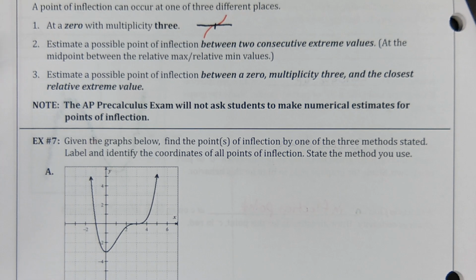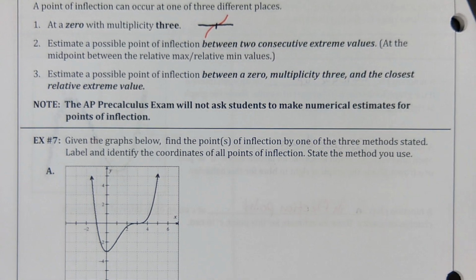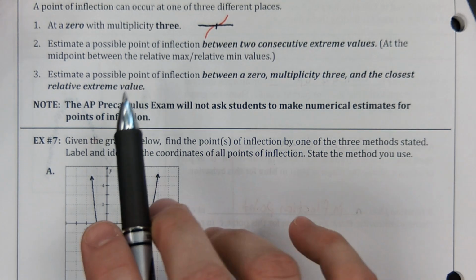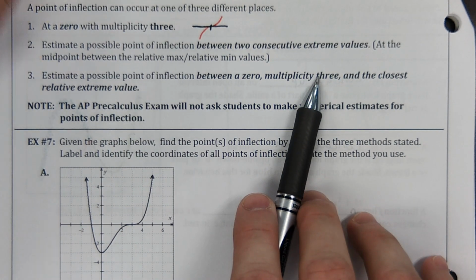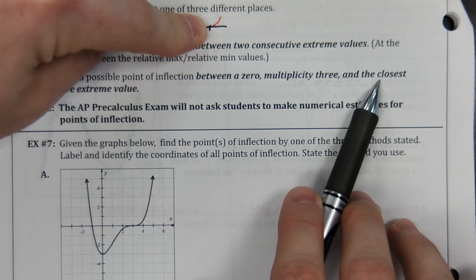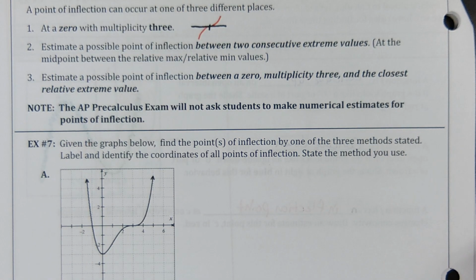And then the third way is just actually a conglomeration of ways 1 and 2. Estimate the possible inflection point between a 0 that has odd multiplicity, like that one, and then the closest relative extreme value. The closest. Okay. Whatever. Okay, don't get bent out of shape about it.